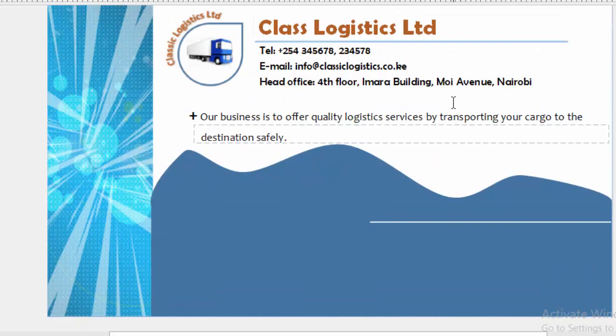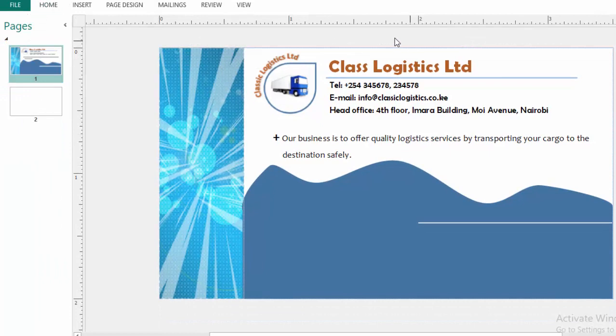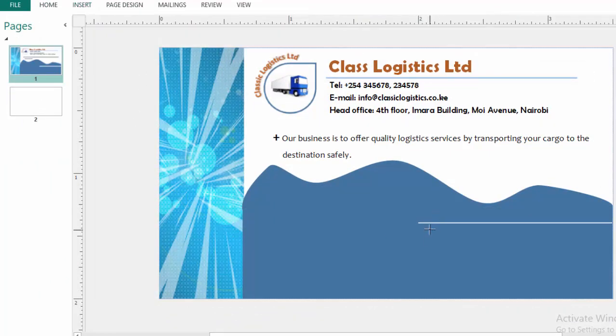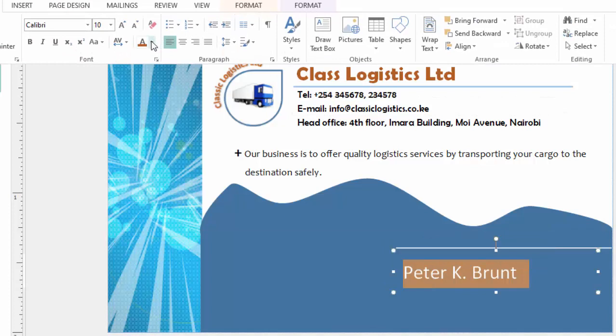So I will just put the contacts of the business card owner here. Coming here and getting a text box. Then I will just write here maybe general manager. And let me start with the name Peter K. Grant. So this is the general manager. And I want a white color for this. Peter K. Grant.